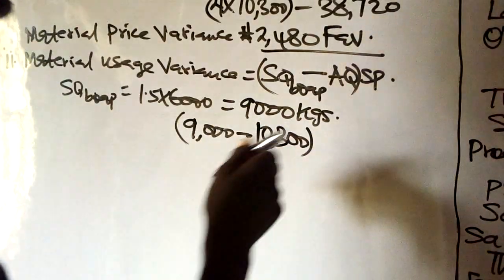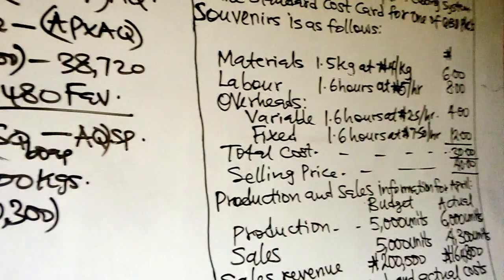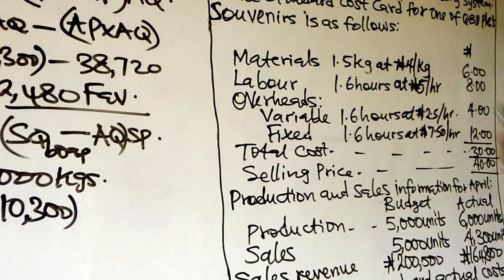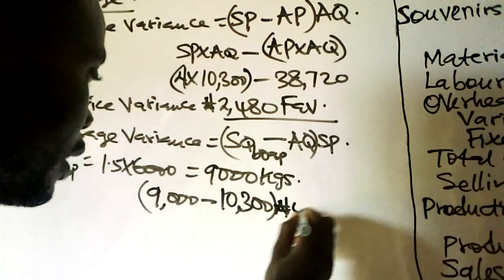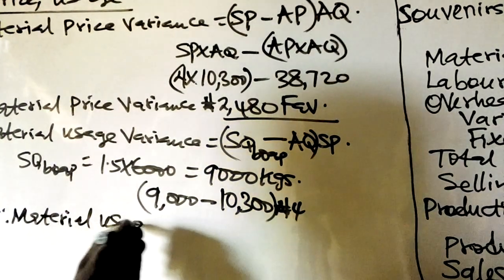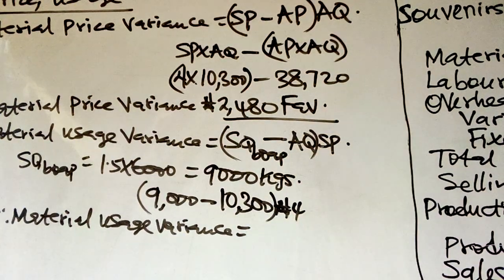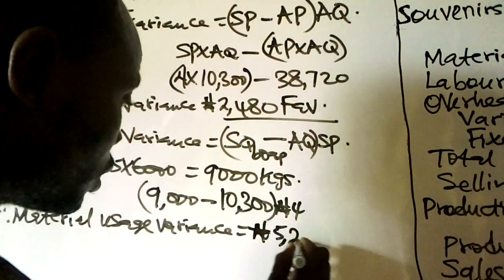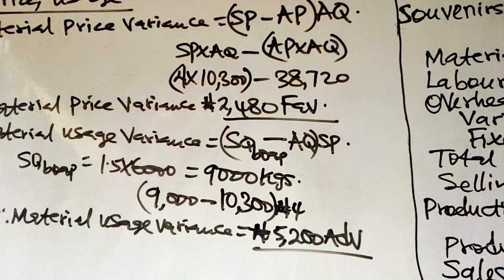10,300 multiplied by the standard price. Our standard price of material per kg is 4 naira. Therefore, material usage variance: 9,000 minus 10,300, that will be 1,300 times 4. Then we have 5,200 adverse, because more materials were used than planned. So it is an adverse variance.